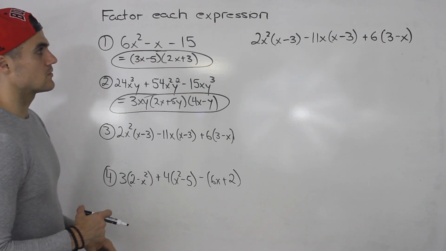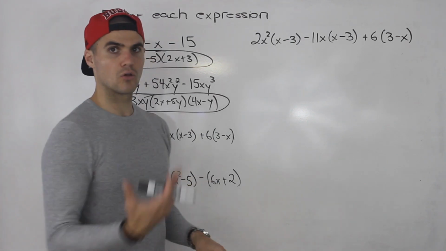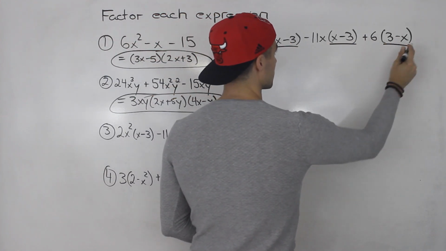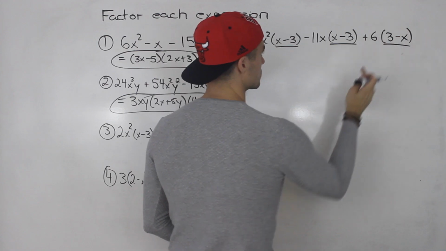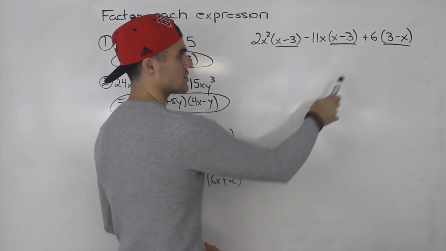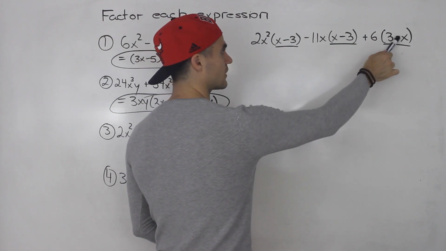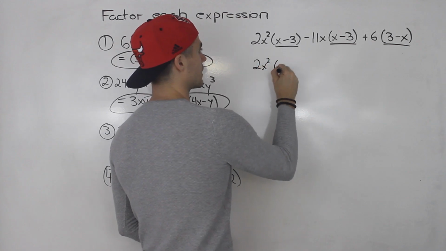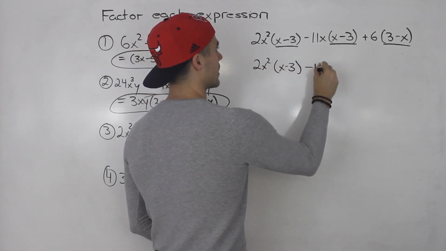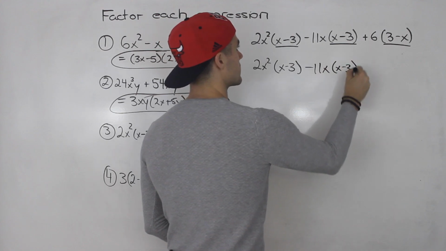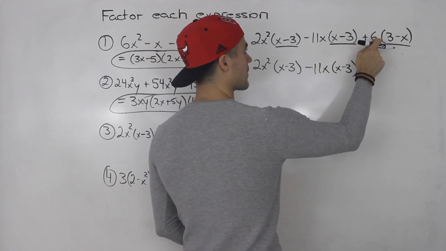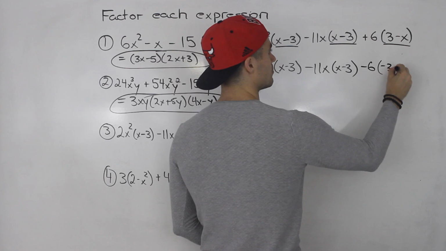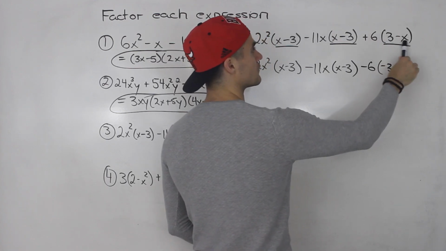So notice in all of the expressions, we almost have all of them containing x minus 3, except for this one here. This is 3 minus x. But notice we could change it to be x minus 3 if we factor out a negative from that bracket. So if we rewrite all this, we got 2x squared bracket x minus 3 minus 11x, x minus 3. If we take out a negative from this bracket, this positive 6 turns into minus 6. And then this would end up being negative 3 plus x. So basically all of the signs would change.